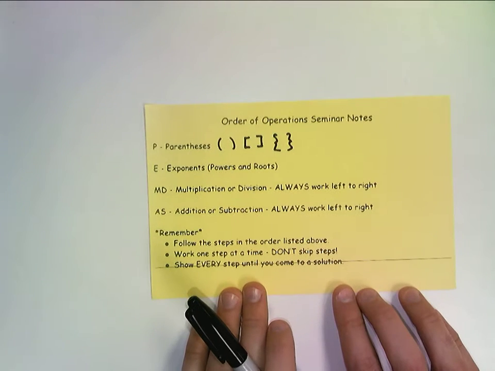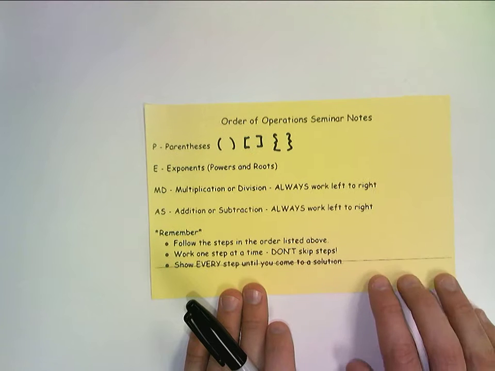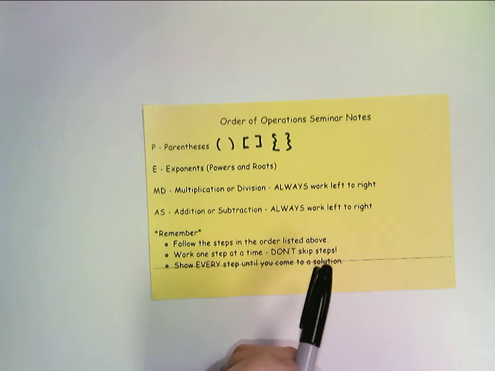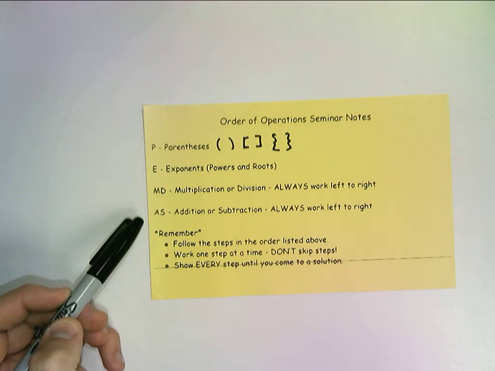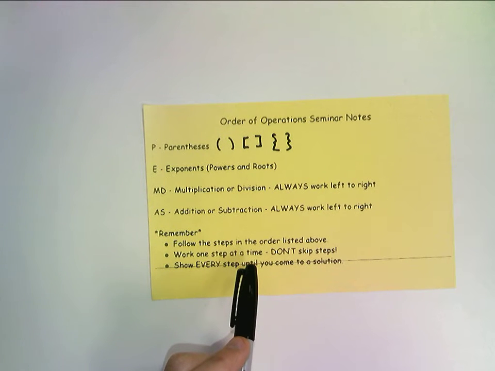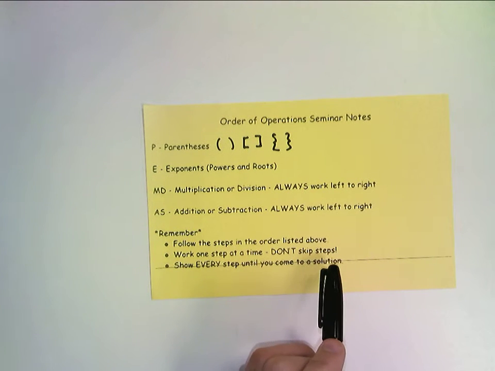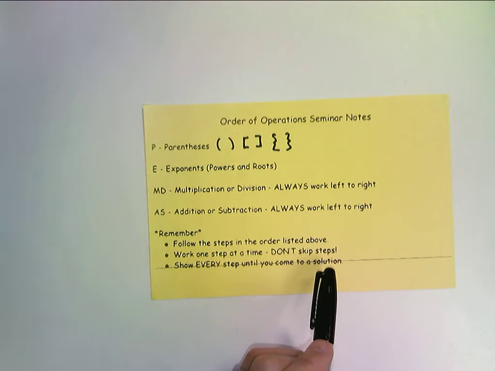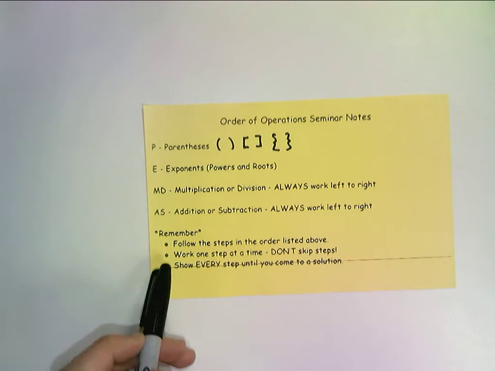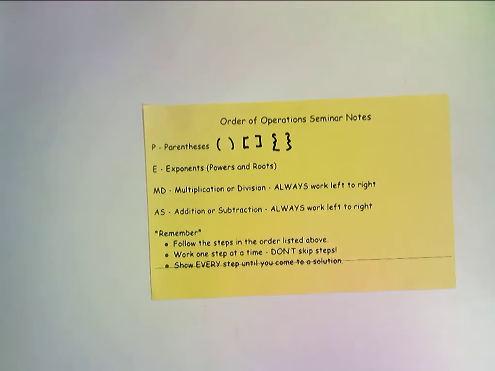Just a couple of items to remember here at the bottom of this sheet that you'll put in your notebook. Right here it says follow the steps in the order listed above, so make sure you're following through the order of operations. One thing that I stress highly is to work one step at a time, recopy down anything that still remains, and don't skip any steps. I've been doing math for a long time, and I still show all of my work when I'm working through any type of problem, whether it be a calculus problem or I'm doing an order of operations. So please don't skip steps and show all your work. Which leads us to the last step here, which is show every step until you come to a solution.